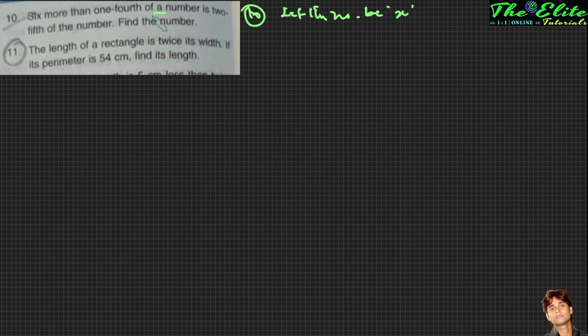Now you will go like this: 6 more than 1/4 of a number. 1/4 of a number, the number is x, so 1/4 means you divide by 4, that is x by 4. 6 more than, we will add 6. So 6 more than 1/4 of a number is equal to 2/5 of the number. 2/5 of x, so we can write 2x by 5. Simple. Find the number; you have to find the value of x.